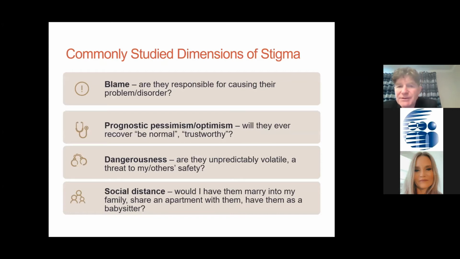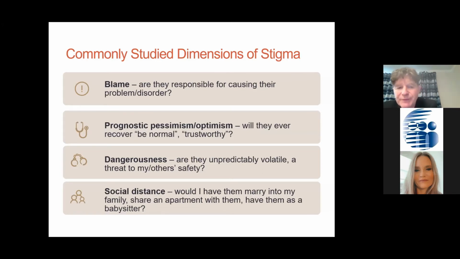These are some of the common dimensions of stigma that are studied. And I think it's important to recognize that stigma is multi-dimensional. It's not just a linear phenomenon, but rather there are multiple dimensions of stigma within the broad frame of stigma. One of them is blame. Are people to blame? Are they responsible for causing the problem or disorder? Can they get well? This idea of prognostic optimism or prognostic pessimism, or will they always be like that? And can they be trusted?